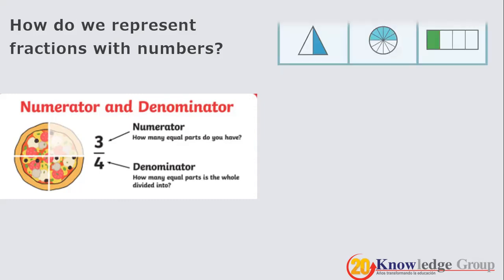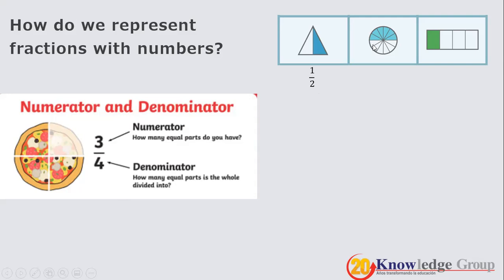Let's see another example. I have here a triangle. The triangle is divided into 2 equal parts, but only one part is colored. How many parts did the whole get divided into? It was divided into 2 parts. Since only one part is colored, I say I have 1 part out of 2. And that will say 1/2. That's how you read it, 1/2, or 1 out of 2.